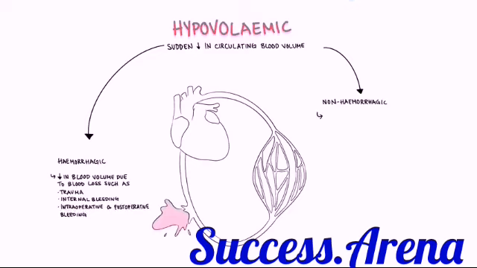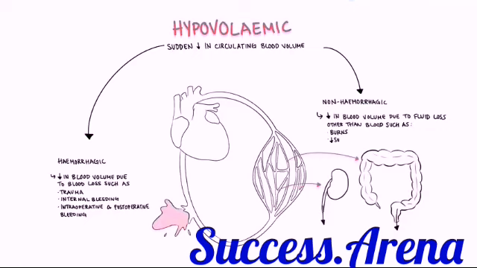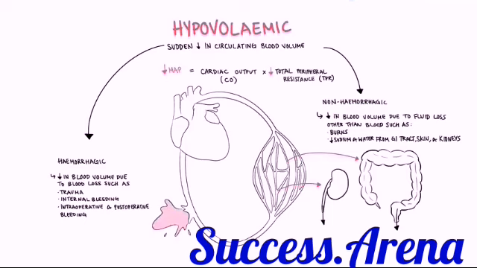Non-hemorrhagic causes are a decrease in blood volume due to fluid loss other than blood, such as burns, loss of sodium and water from the gastrointestinal tract, the skin, and the kidneys. Essentially, loss of blood volume results in a reduced total peripheral resistance and/or a reduction in cardiac output, which will result in a reduced mean arterial pressure.